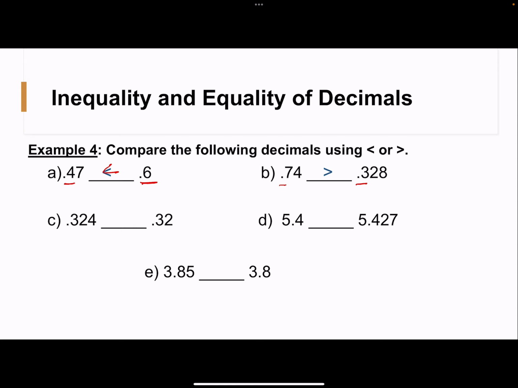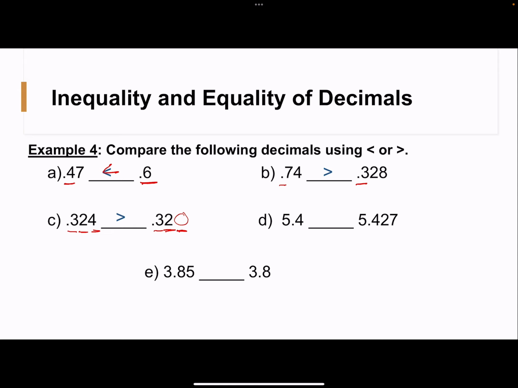But when I look at C and I want to compare them, right now the 3's are the same, so I have to keep moving. I go to the 2's, they're the same, so I have to keep moving. I go to 4, and so we're going to move over here, which is a 0. And so since 4 is greater than 0, 0.324 is greater than 0.32.